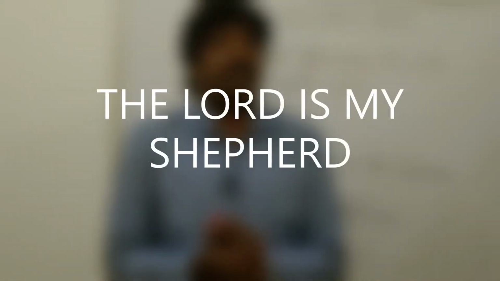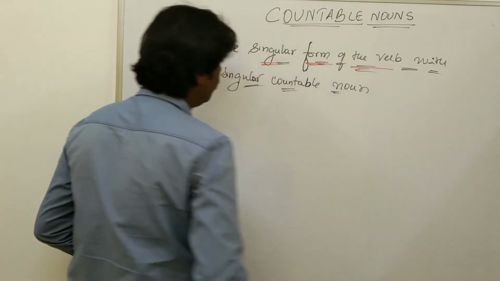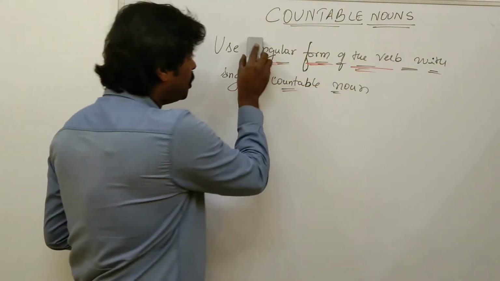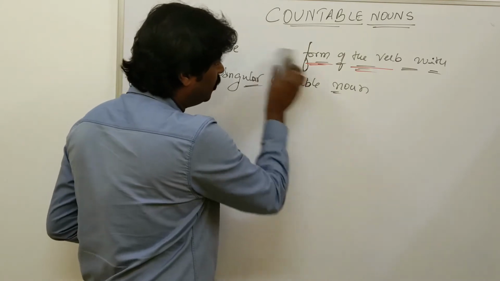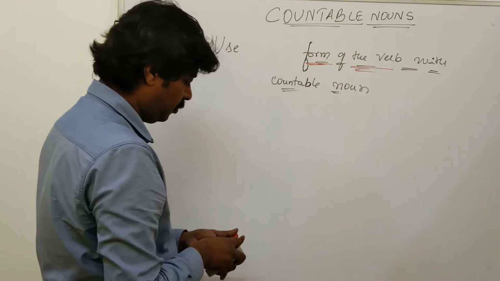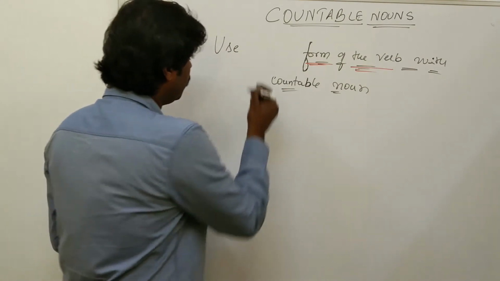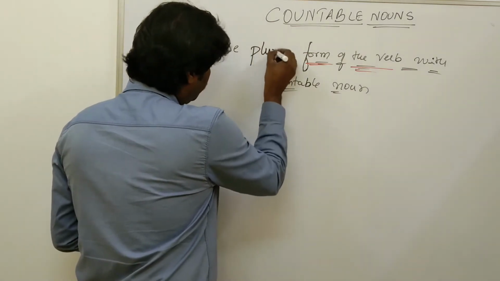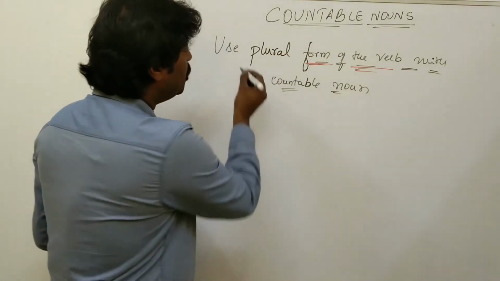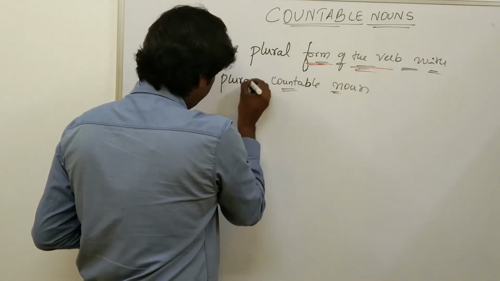The Lord is my shepherd. In this example, we use the singular form of the verb with singular countable noun. Next, use plural form of the verb with a plural countable noun.